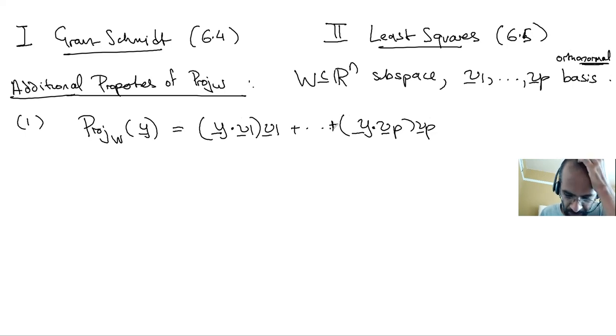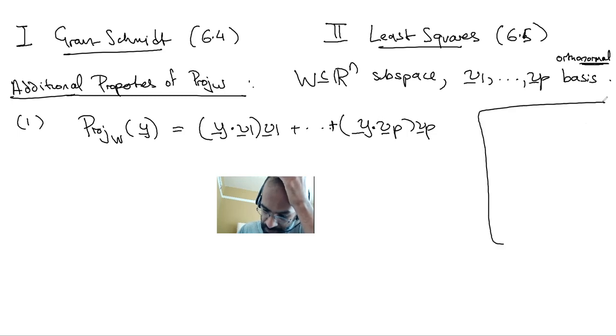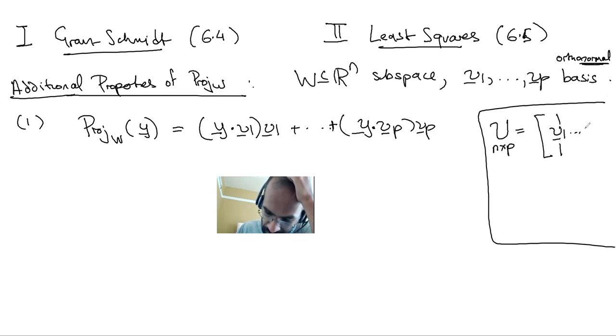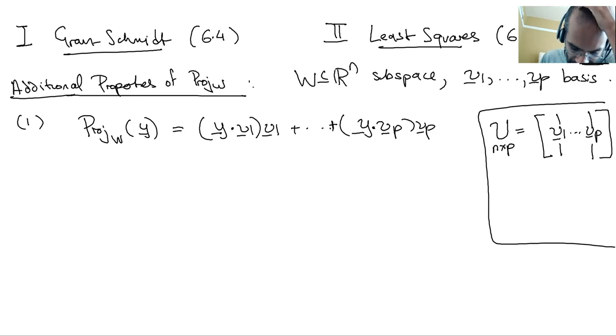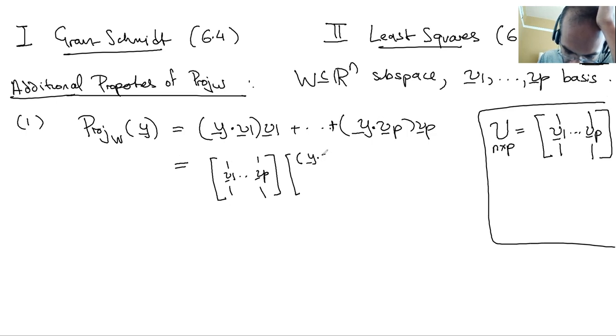Right. So what I'm going to do is write this in matrix notation. So let's introduce a matrix U, which is going to be an N by P matrix, which is just going to contain these things as columns. Okay. So now this is just a linear combination, right? So I can write it as a matrix vector product. This is just a linear combination of U1 through UP. So it is equal to this matrix with columns U1 through UP times a vector whose coordinates are these dot products. Right?